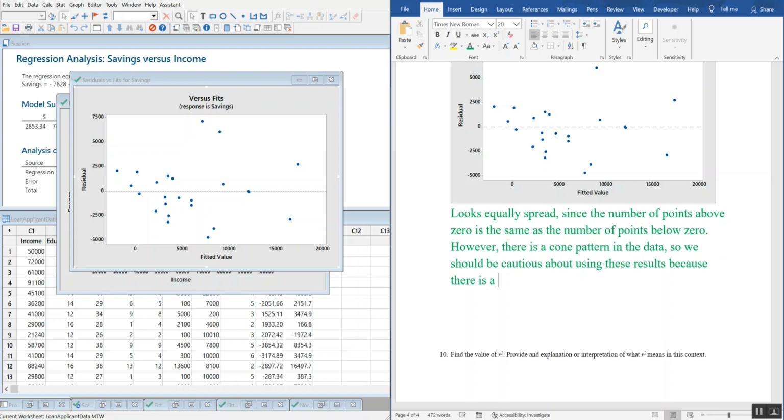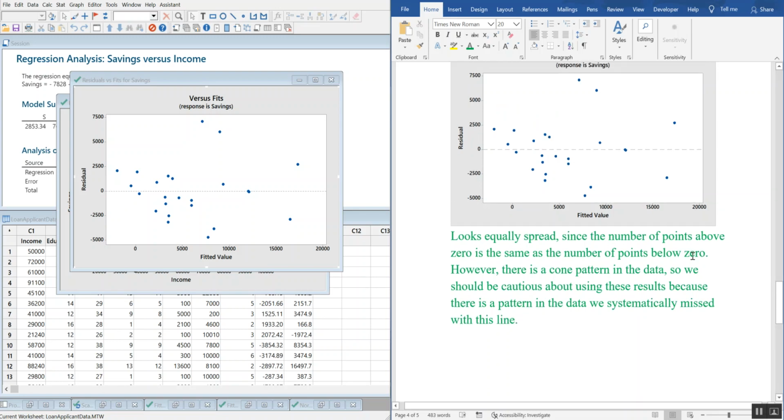There is a pattern in the data we systematically missed. So when you see a pattern, there's something that you've missed. And it's in a systematic way because it has a pattern. If it has no visible pattern, then it's not systematic, it's random. Random you can't do anything about.